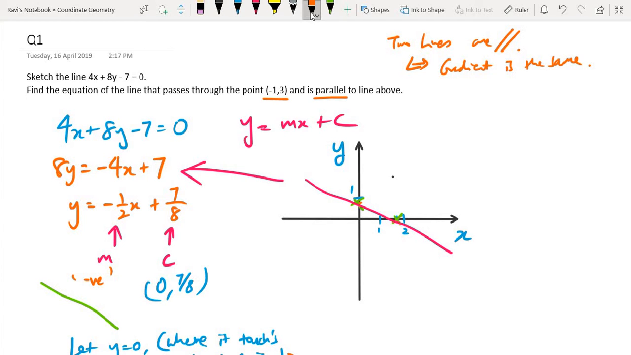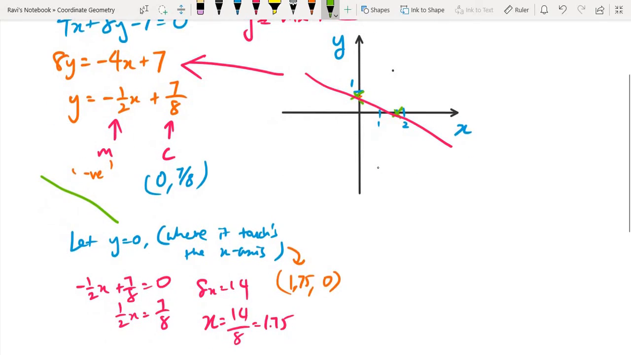So what do we know? We know that it passes through this point here. Since we know that the gradient is going to be the same for both these lines, we can write the general equation as y = mx + c. We actually know the gradient, so y equals negative half x plus c. Why negative half? Because this new line has the same gradient as the earlier line, and the earlier line has a gradient of negative half.